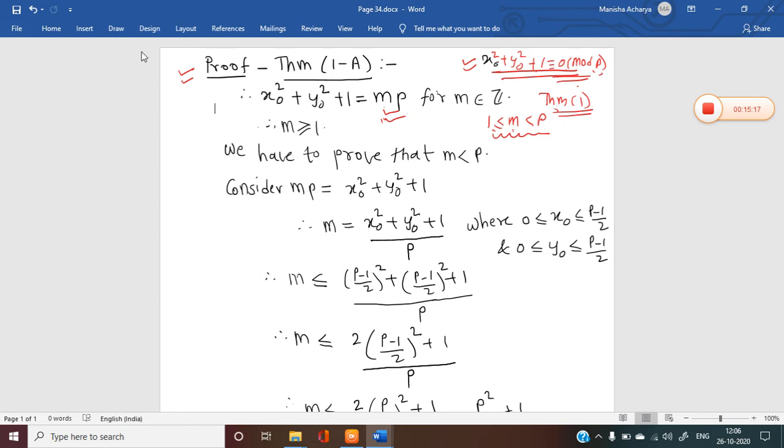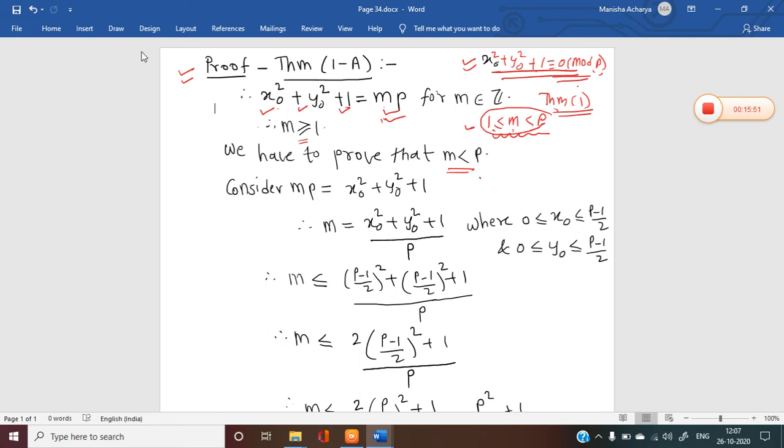Now all of us know that the square of a number is always a positive number, therefore this is a positive number, this is a positive number, this is a positive number. So when you consider the sum of positive numbers, and prime P is also a positive number, obviously m is greater than or equal to 1. So in the condition that we have to prove, 1 is less than or equal to m less than p, the part m greater than or equal to 1 is proved. So now we have to prove the condition that m is less than p.